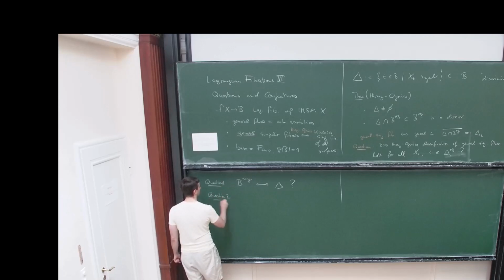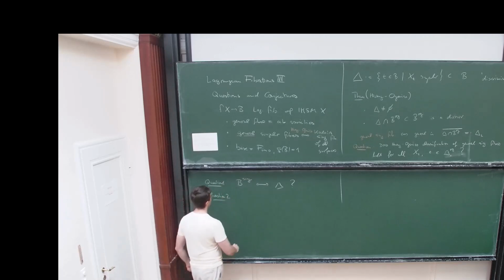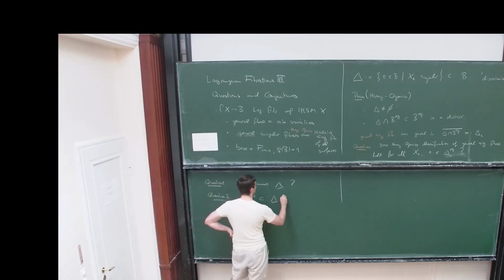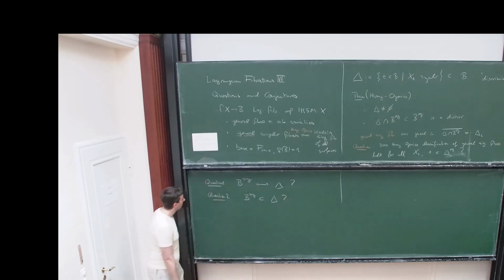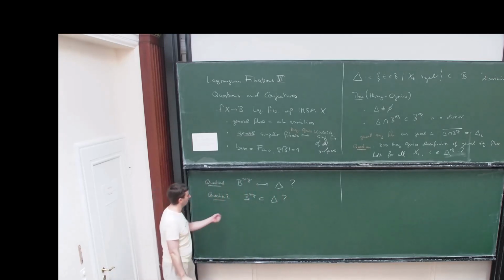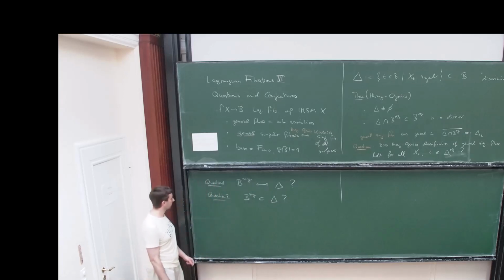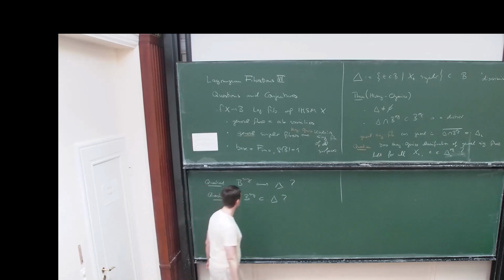So question two is maybe: is the singular locus of B contained in Δ? In other words, if you have a singular point in the base, look at the fiber over it. Is that fiber automatically singular? One would think that this is the case. Maybe I even have an argument, but it's from yesterday night, so I don't dare to.